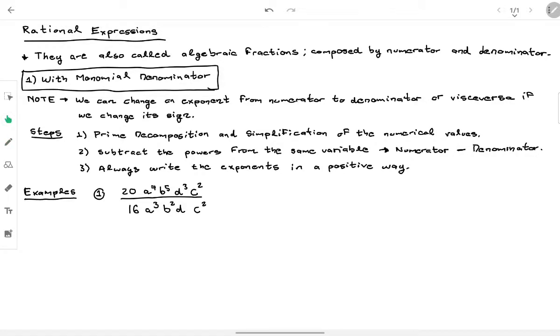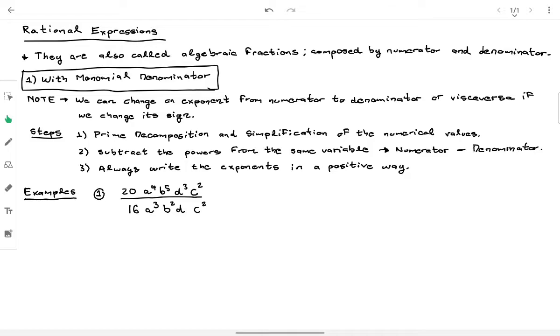So today's topic is going to be rational expressions. Rational expressions is another name for algebraic fractions. So in this case, we will have an expression on the numerator part and an expression on the denominator part. So that's why we have an algebraic fraction. We will start today seeing how to simplify rational expressions with monomial denominator.